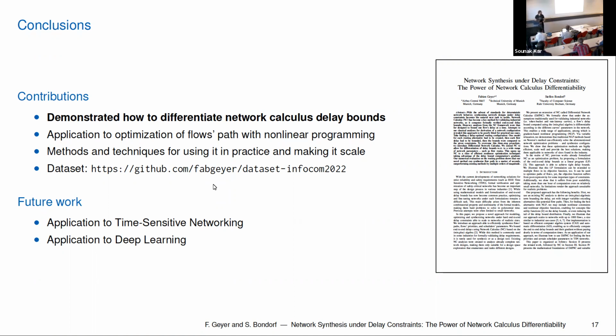Is the optimization problem an integer optimization problem or a continuous one for path selection?